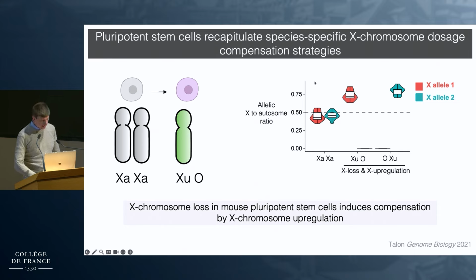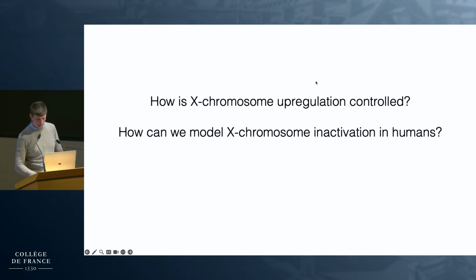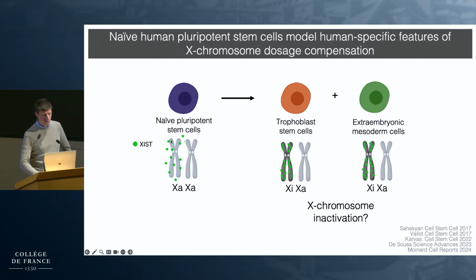Now, recent advances have enabled us to derive human naive pluripotent stem cells, meaning that we can also model pre-implantation human embryogenesis. And as Sarabel mentioned, naive human pluripotent stem cells have two active X chromosomes. They exist in a dispersed configuration that doesn't silence.